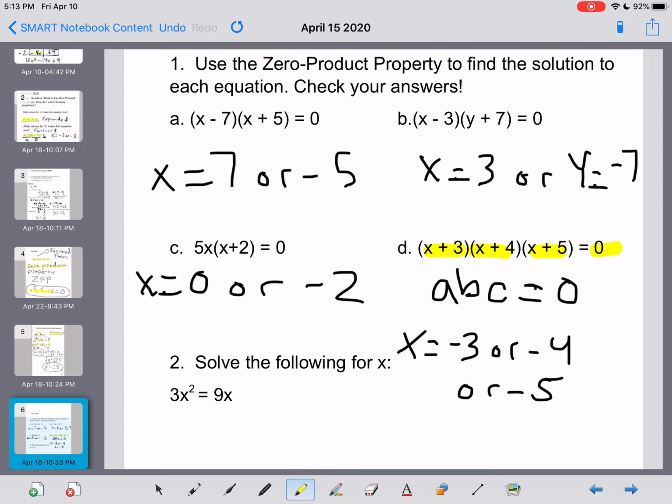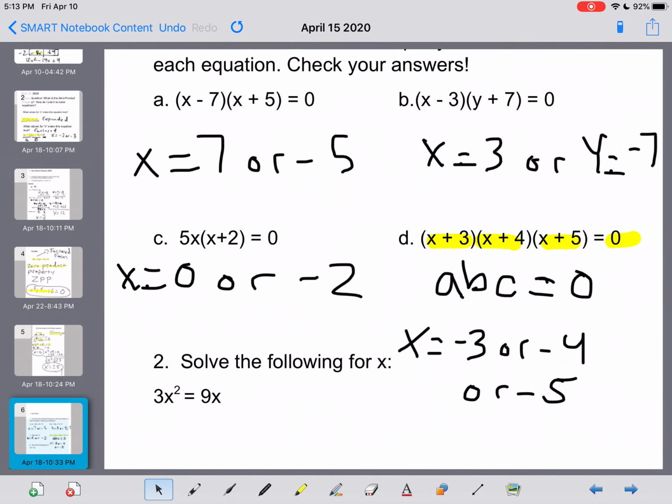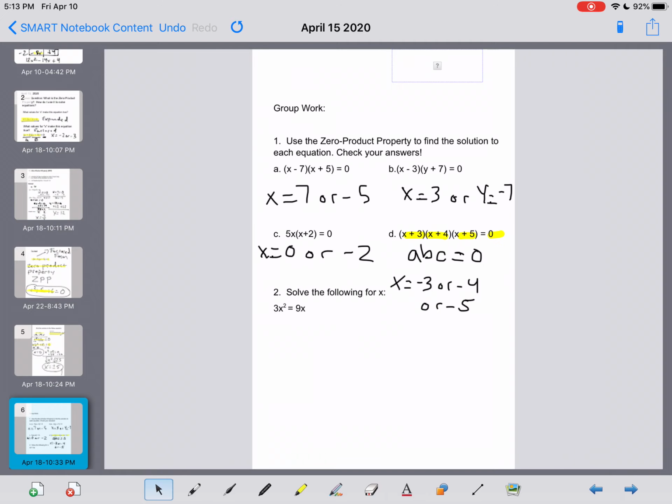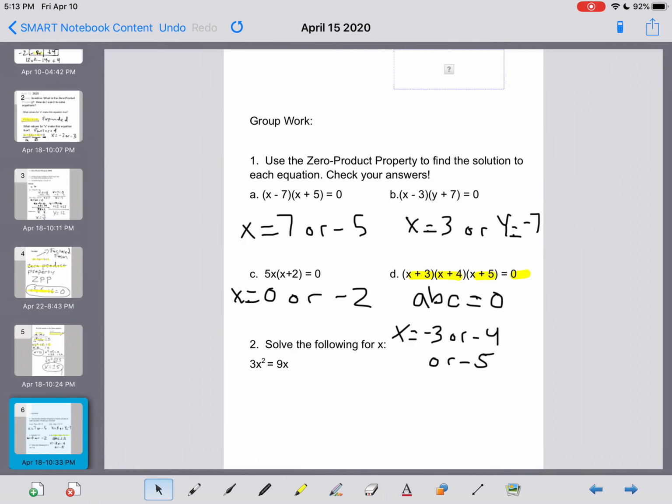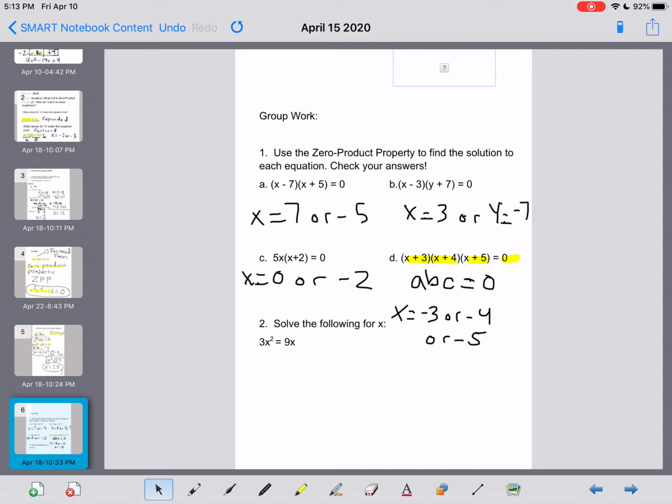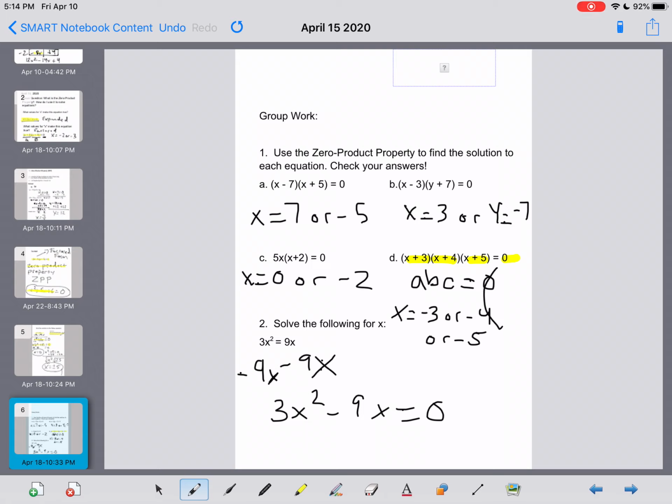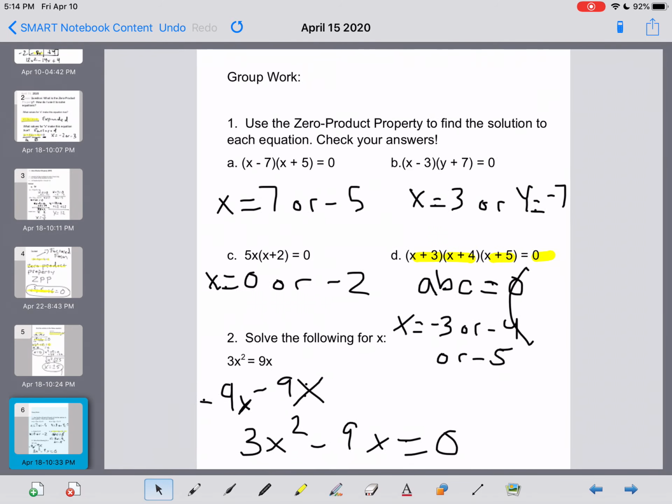And then the final one. Did you get the final one? So the final one was similar to the last slide we did. If you look at that, it is not in factored form, and it's not equal to 0. So we're going to subtract 9x on each side. Having a little trouble with my stylus, and that's going to be 3x squared minus 9x equals 0. All right, let's see what we can do there.